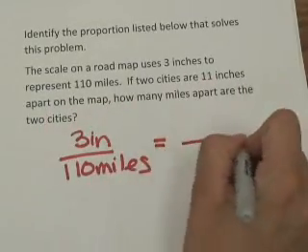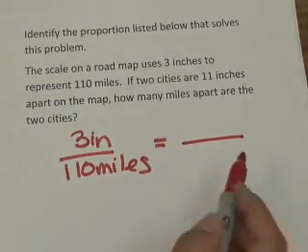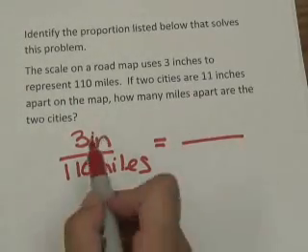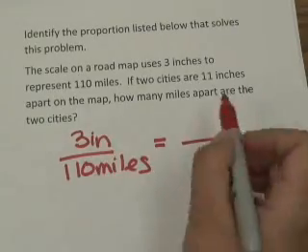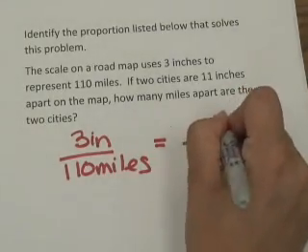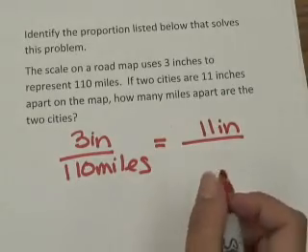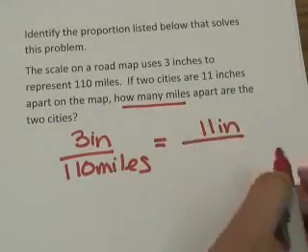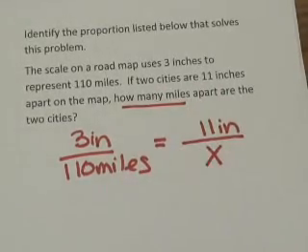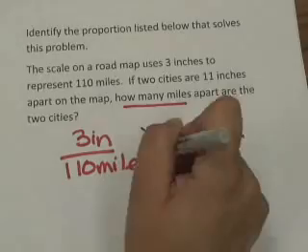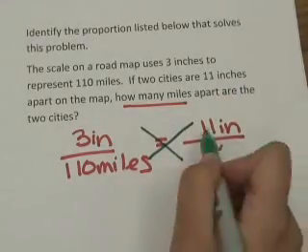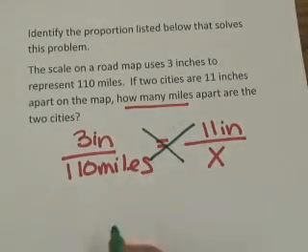Again, it's important to make sure you place this information in the right place. Since I have the distance, the inches, in the numerator in the first ratio, I want to make sure I put the distance in inches in the numerator in the second ratio also. Since I'm looking for how many miles, that's what I'm going to represent with a variable until I can solve. Now that I've actually set up the proportion, we can cross multiply to find out how many miles is represented by 11 inches on the map.